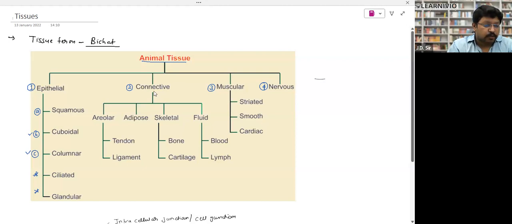Then there is connective tissue. The function of connective tissue is to connect one tissue to another tissue, right? Connective tissue is a tissue which connects a tissue with another tissue. That is called connective tissue, right? And blood is also a type of connective tissue. Did you get a rough idea?